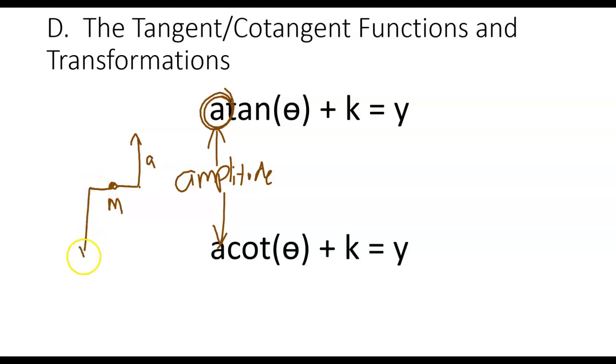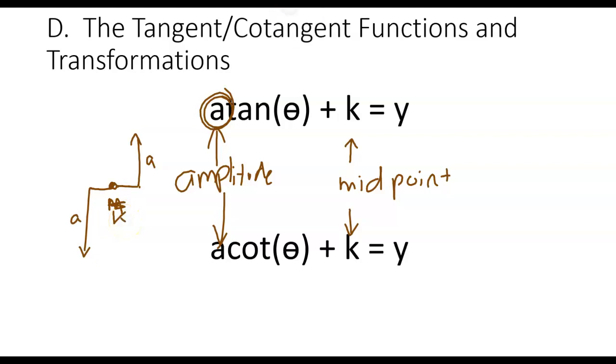And you also go this way. So A basically tells you how far to go over and up. The K is going to tell you where your midpoint is. For sine, cosine, and secant and cosecant, that was our midline. But for tangent and cotangent, we're going to say that's where our midpoint goes. It tells you how high up to put your midpoint. Okay? So instead of calling that M, now I'm going to call that K.